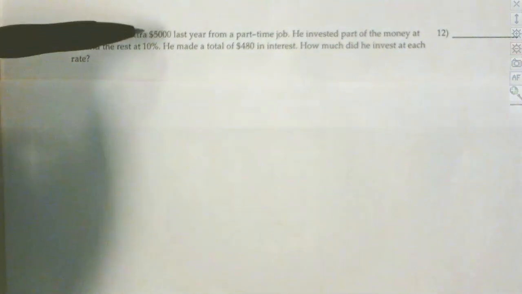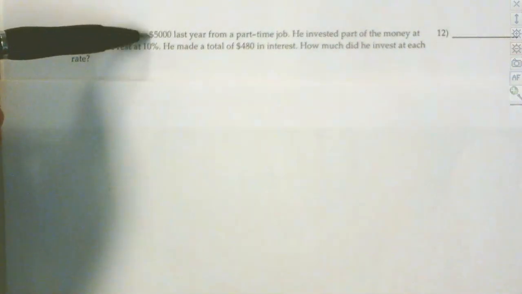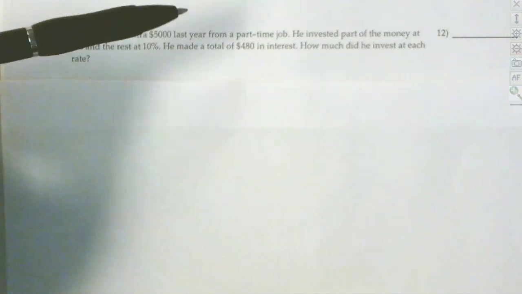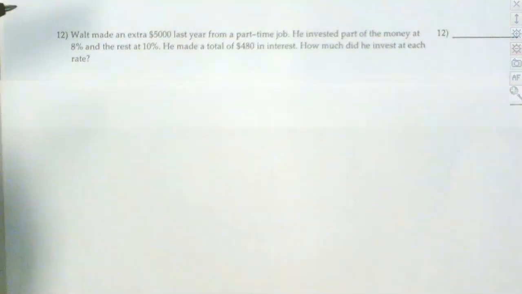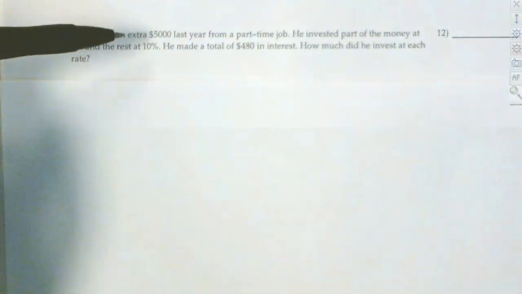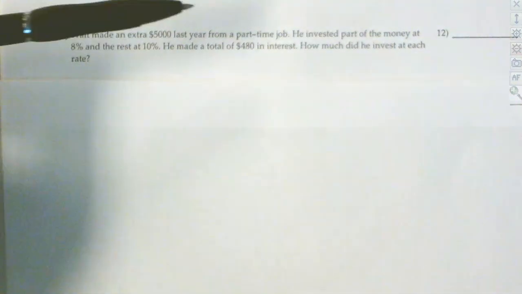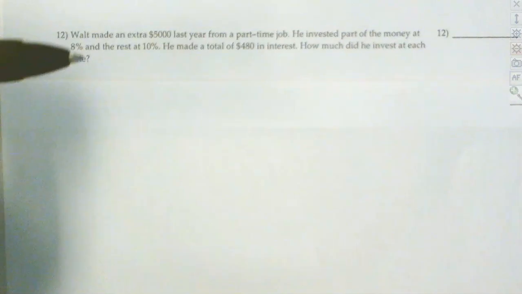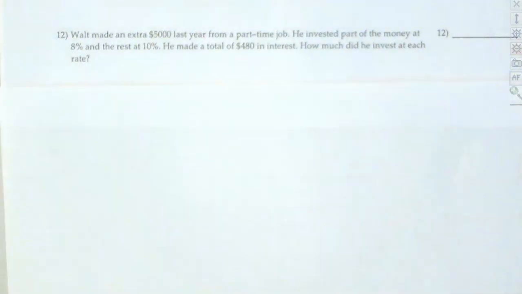Walt made an extra $5,000 last year from a part-time job. He invested part of the money at 8% and the rest at 10%. He made a total of $480 in interest. How much did he invest at each rate? Now, we covered this type of question way back in Chapter 1. This is an investment problem.